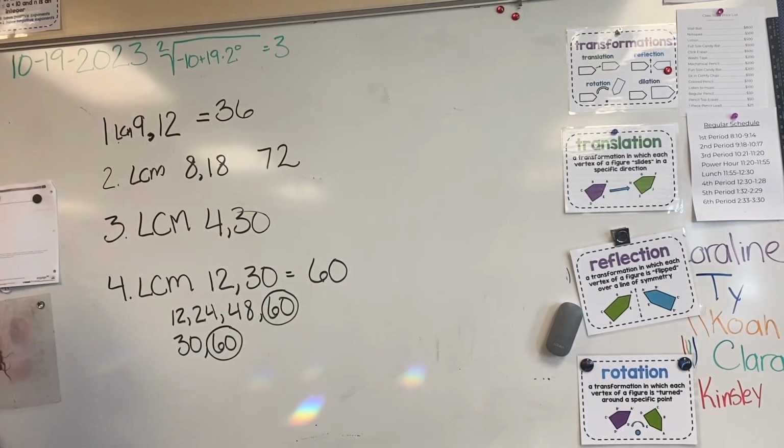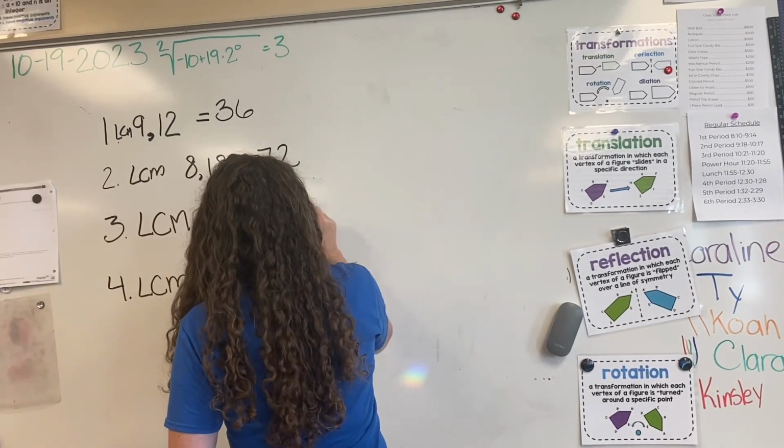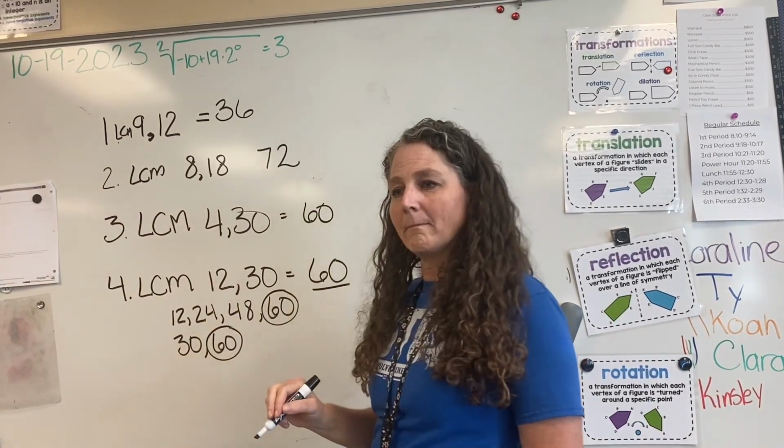What's the least common multiple of 4 and 30? 60. Interesting. Same as yours. And the least common multiple of 12 and 30 is also 60.